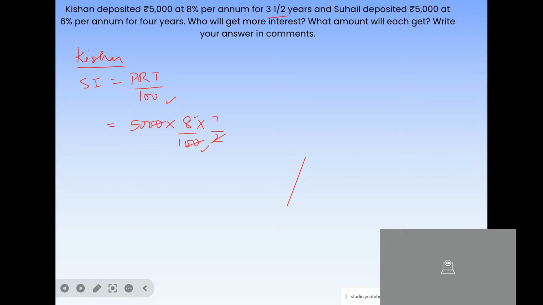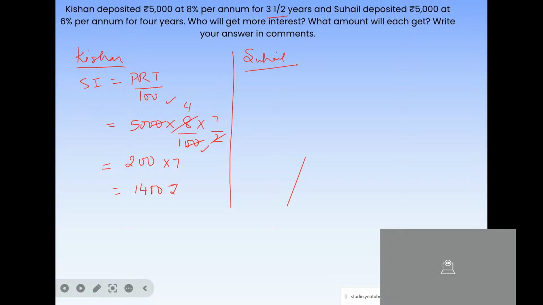This 2 and this 4 also. So now you multiply everything. I'm multiplying 50 times 4, so I'll get 200, and then it is 1400 rupees. So that is your interest. Now, this much is for Kishan. Let's see how much Suhail is getting.